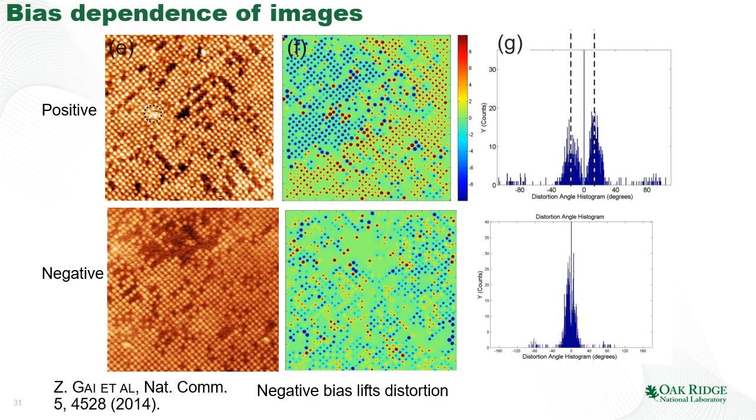Well, it turns out that if we image these domains under different conditions, one case under the positive tip bias, another case under the negative tip bias, you can see that in one case we see the structural domains, and in the negative bias we don't see these domains anymore. The reason is that when you scan the surface with the negative tip, you attract the oxygen atom to the tip, and that removes the structural distortion responsible for the formation of the structure. We can quantify this behavior by making the histogram of the distortion angles. In one case it's bimodal, in the second case it's unimodal.